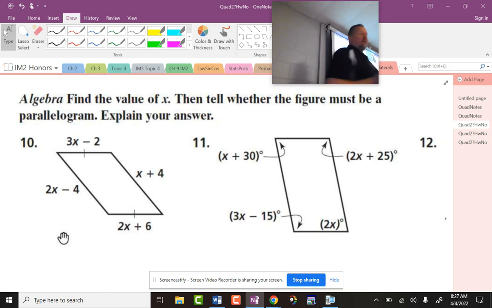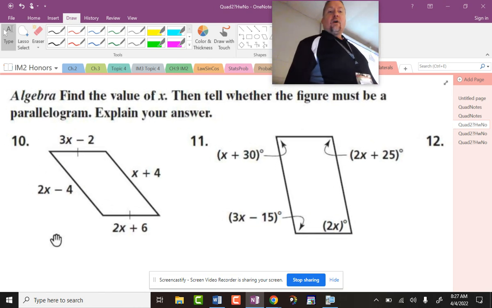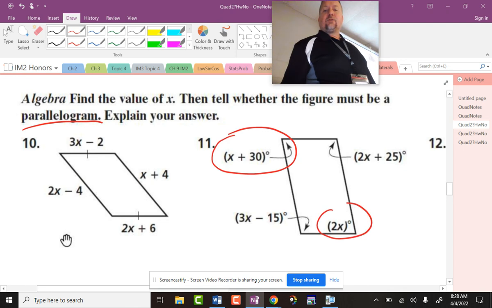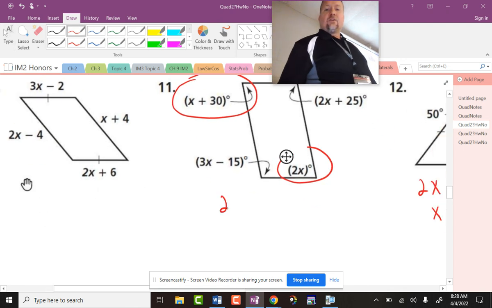But look at what the directions are. Number 11, what should be true if this is a parallelogram is a couple things. Probably what you would have done is set these two equal to each other. So 2x equals x plus 30. And then x equals 30.